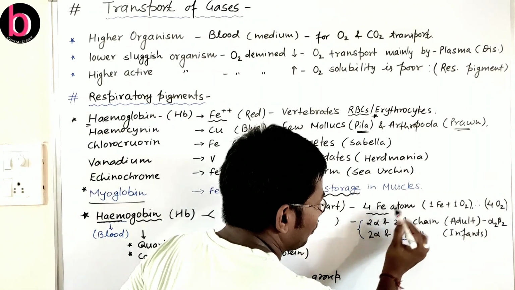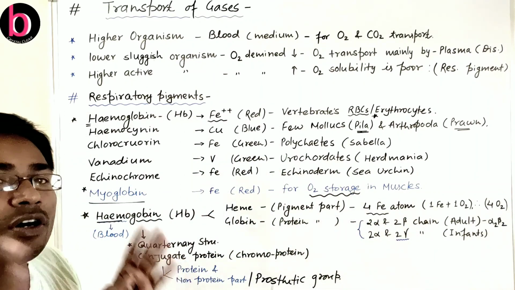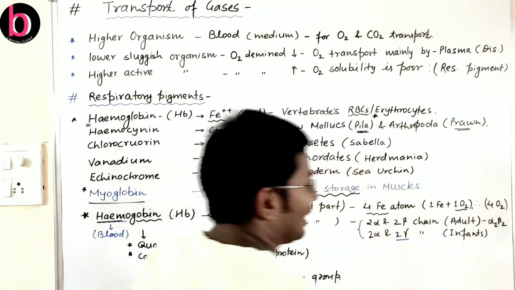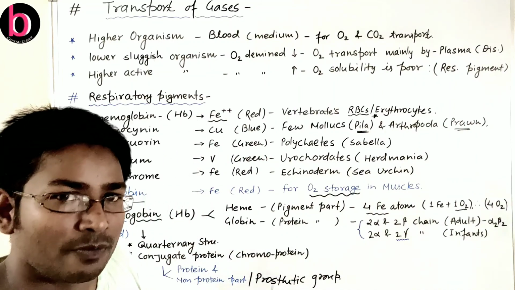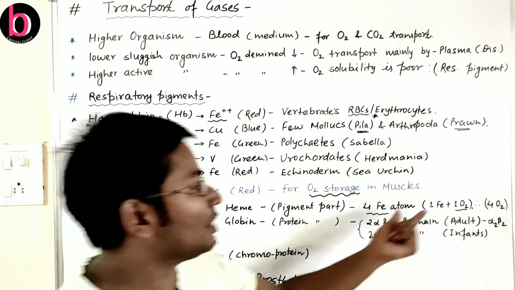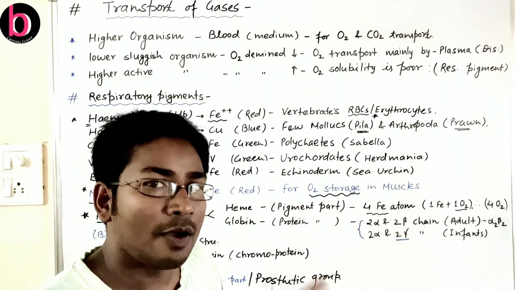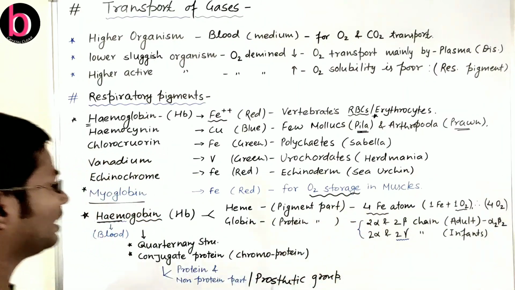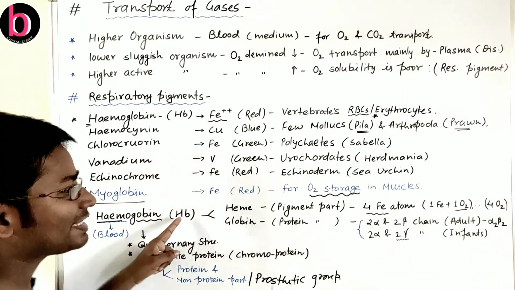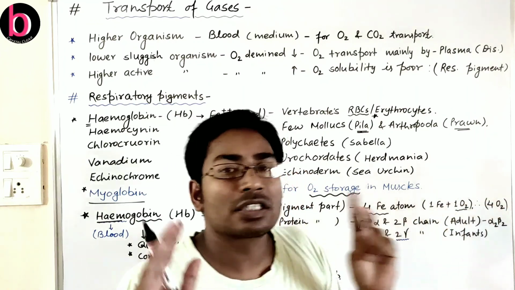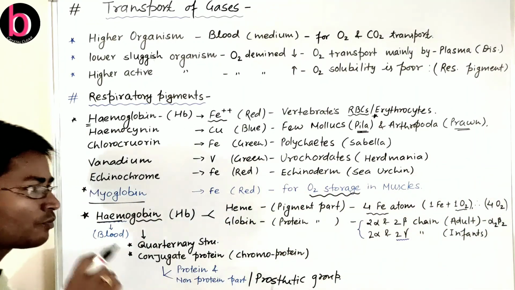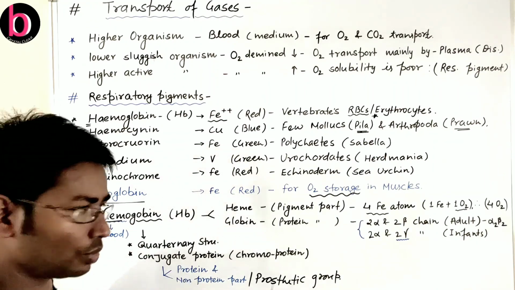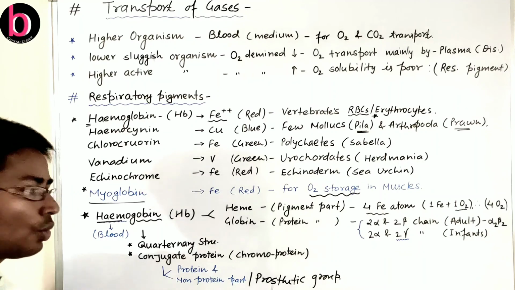In a single hemoglobin there are 4 atoms of iron, and each iron atom is capable of binding with one oxygen molecule. So here there are 4 iron atoms. That's why a single hemoglobin is capable of carrying 4 oxygen molecules, and this is simply denoted as Hb4O2. We will discuss how this is Hb4O2.